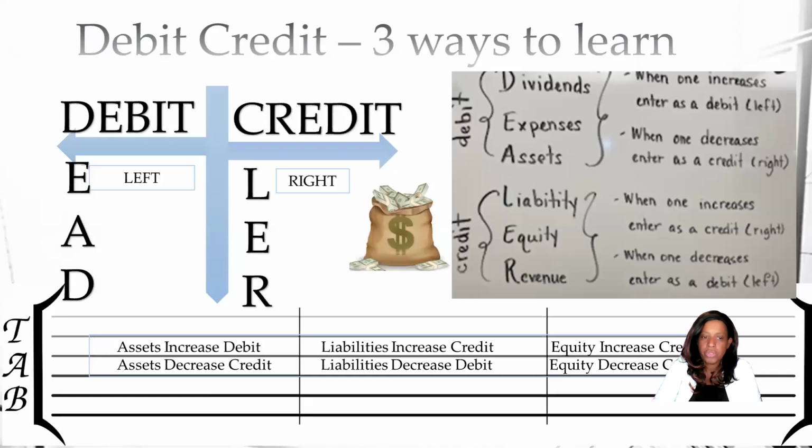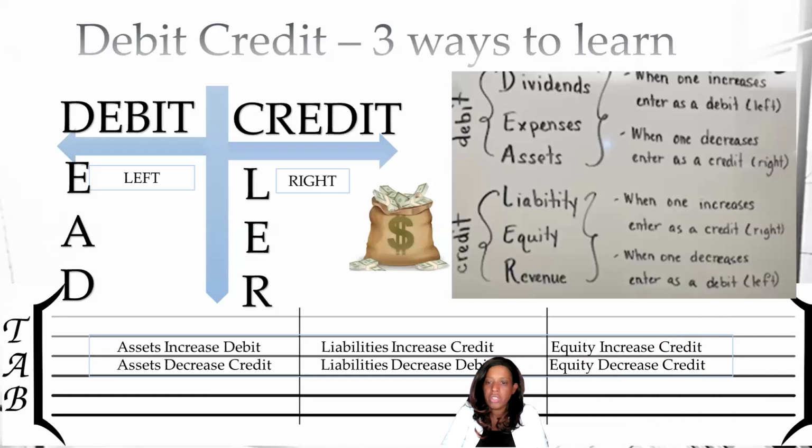Also, the other way you can do it is to just learn that assets increase with a debit, assets decrease with a credit, liabilities increase with a credit, liabilities decrease with a debit, equity increases with a credit, and equity decreases with a debit. So these are 3 ways to learn, and I hope it is dead clear.